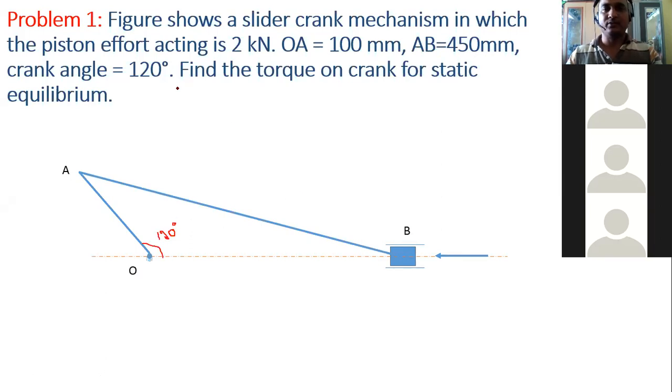What is asked in the problem is to find out the torque on the crank for static equilibrium. So here the torque we want to find out is at the end of this crank. Whatever force will be here, that is multiplied by some distance. We'll see which distance we have to take. But it is important to find out the force over here. The force exerted by the crank on the connecting rod is important now, and the direction is also important in this case.